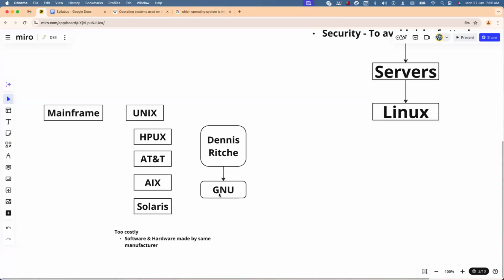He started GNU, and the N stands for Not Unix. He started a community, the GNU Not Unix community. He launched it, and there are people working on it and things like that.